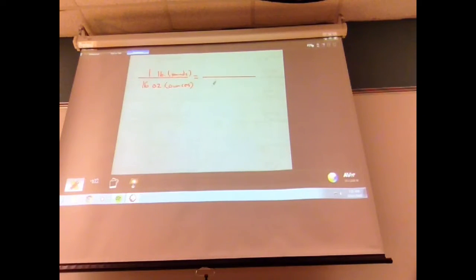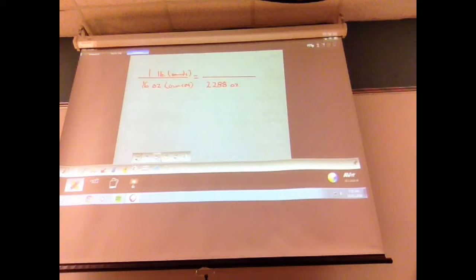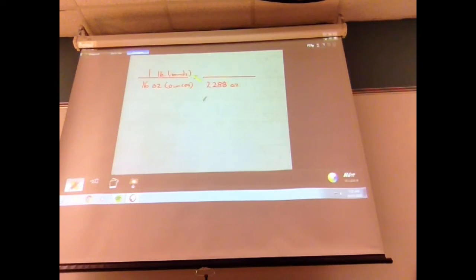Okay, so based on what we've learned so far, we're going to keep the like units the same. So I'm going to go ahead and put that 2,288 ounces, OZ, on the bottom. At this point, the next step is what's called cross multiplying, and then we're going to divide by the 16.